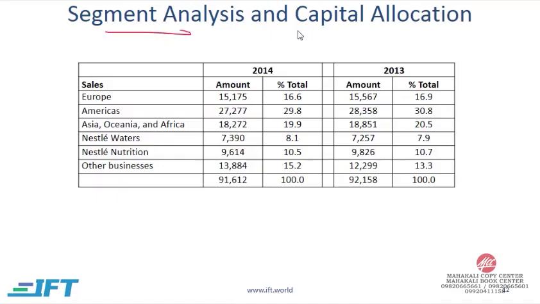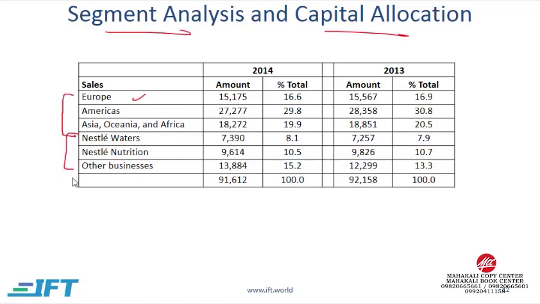Then we move to a segment analysis and capital allocation. Looking through the financial statements, the analyst sees these segments and then the sales for those segments and the percentages. So European sales represent 16.6% of all of Nestle's sales. So looking at these segments, the analyst is a little concerned. What's the issue he sees? The issue is that segments are defined over here based on geography and then here based on business. So it doesn't make a lot of sense.